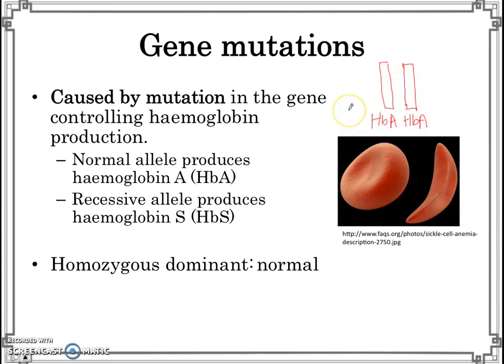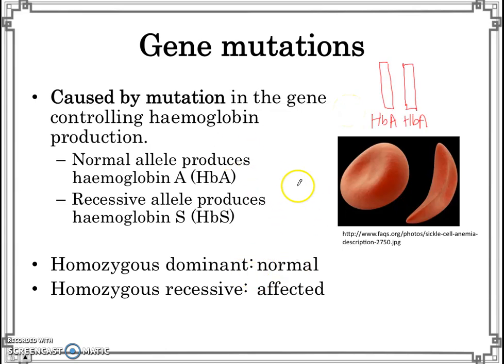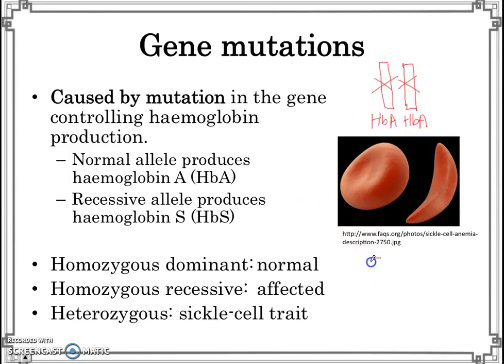You are normal. Now if you have homozygous recessive, which means that both of your copies are mutated, then such a person would be affected. So they would have sickle cell anemia. Now there is one final case where one of your copies of HbA becomes mutated, but the other copy remains the same. So in this case, you're heterozygous. So this one is mutated, so it becomes HbS. And in this case, you are said to have something called sickle cell trait.